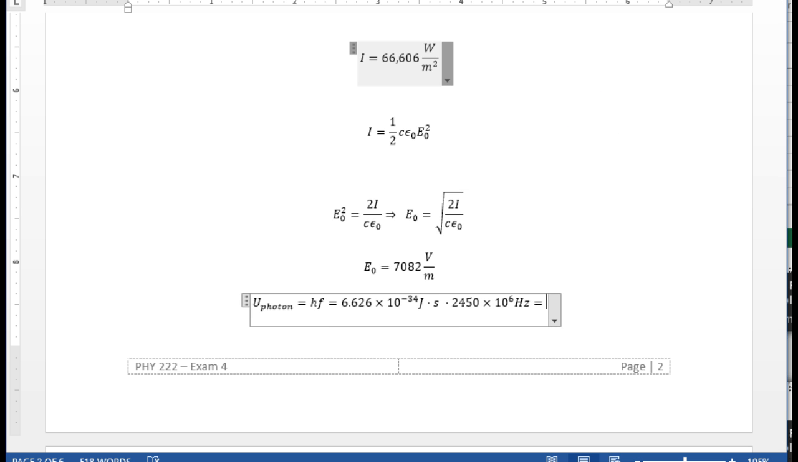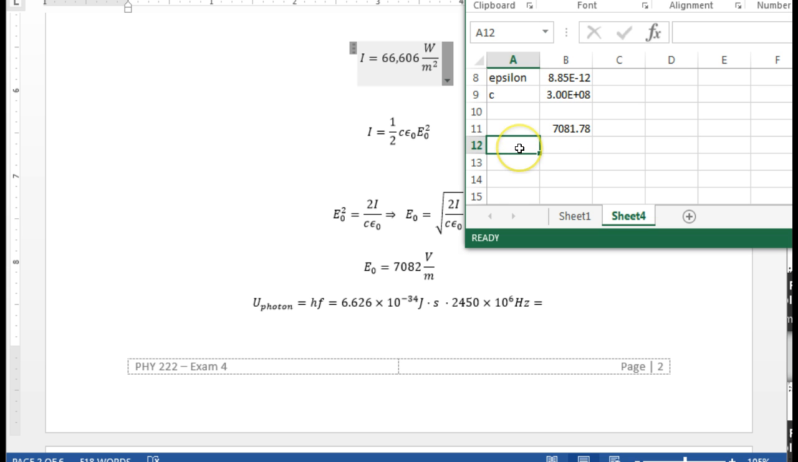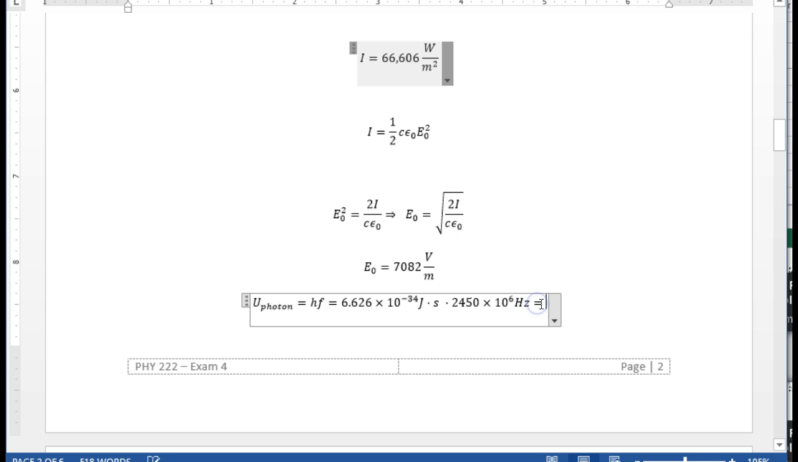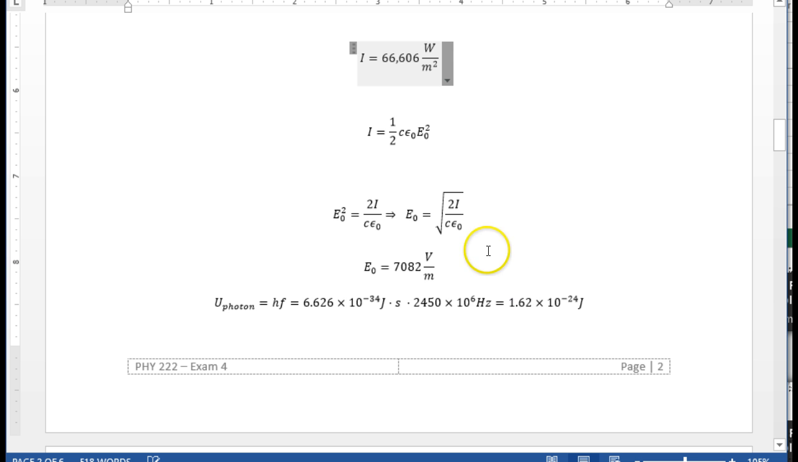So the energy in a single photon, let's put Planck's constant in. That is 6.626E minus 34 times 2450E6. Okay, and so the energy in a single photon is the product of those. E photon, right? 1.62 times 10 to the minus 24 joules. That's the energy in a single photon.